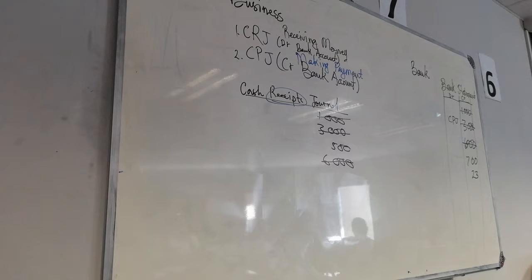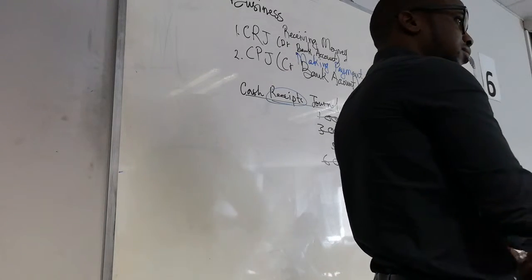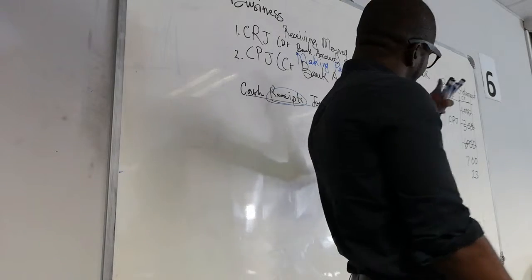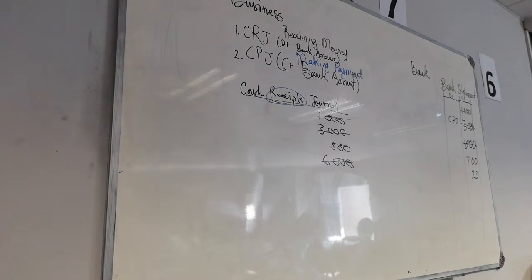What can have happened? Why is this 500 not there? Why is the 500 not on the CRJ or on the credit side of the bank statement? Why? Come on. Come on. Yes, ma'am.